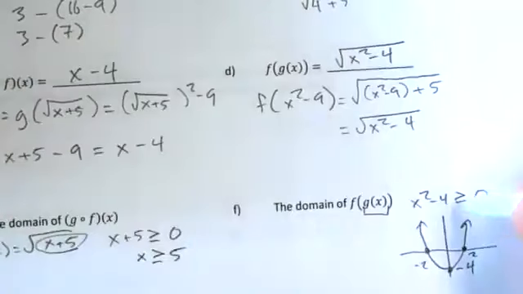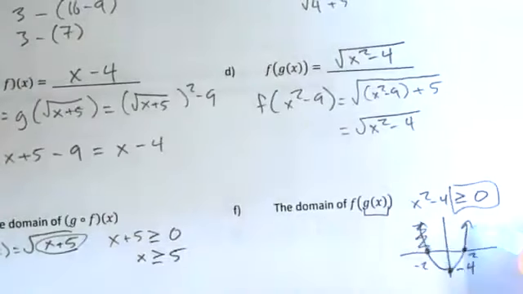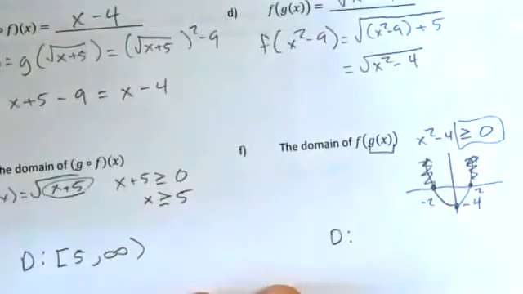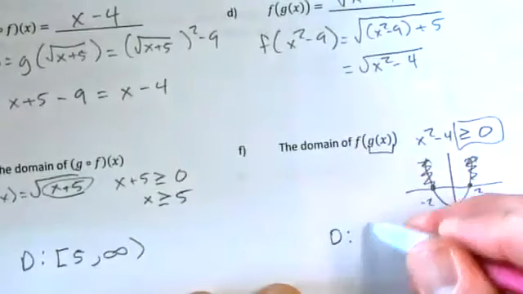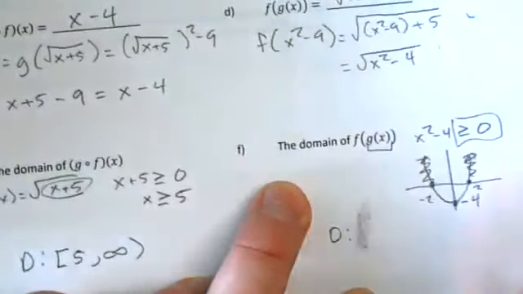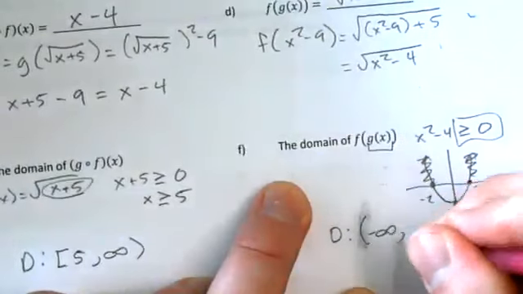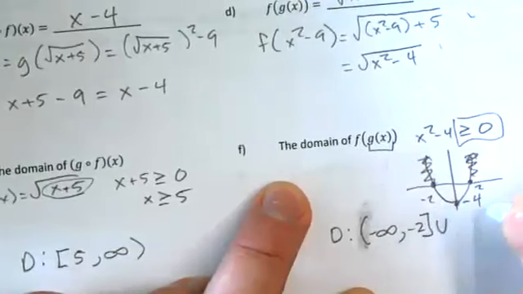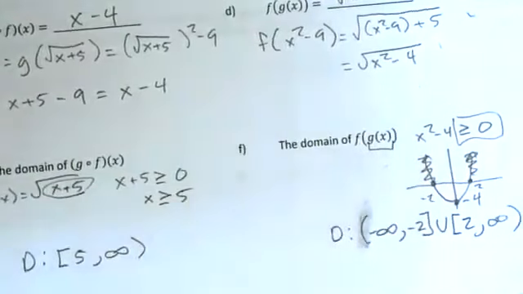And we're looking for where it's greater than or equal to 0. That's over here and here. So when we solve that, the solution would be from -infinity, should have a parenthesis, up to -2, bracket, and then picks up again at +2 and goes up to infinity. That would be the domain. Right along.